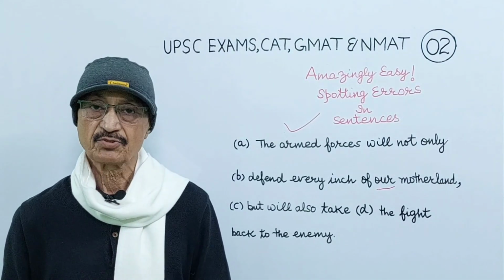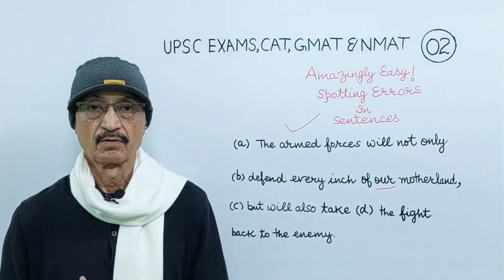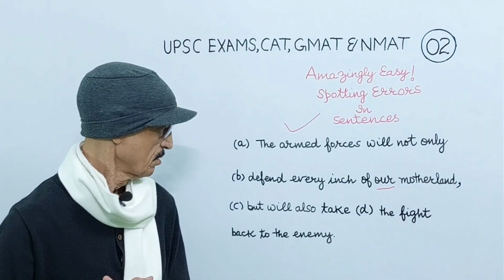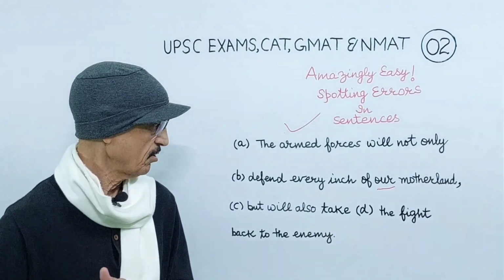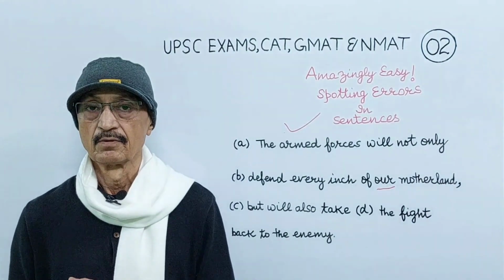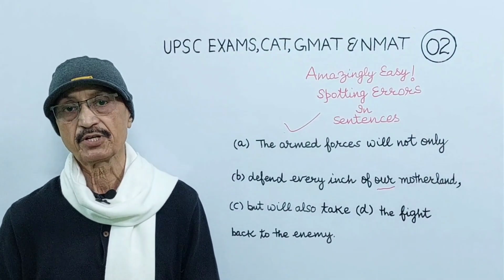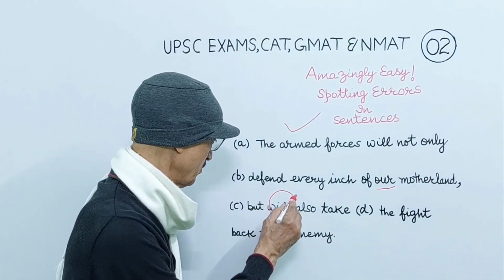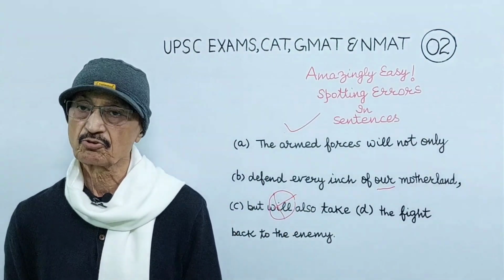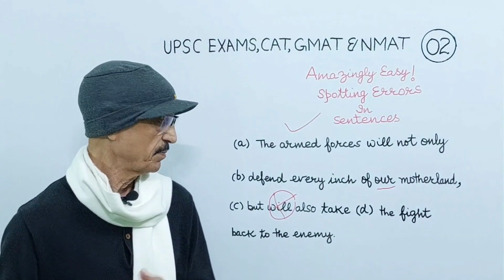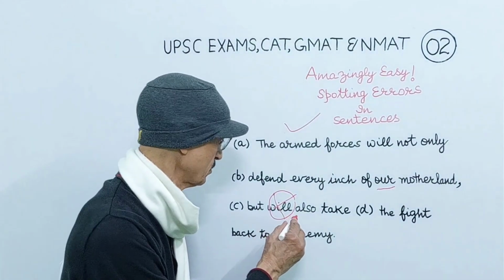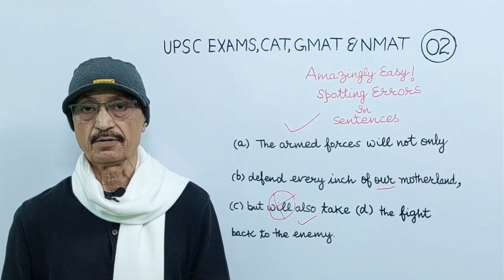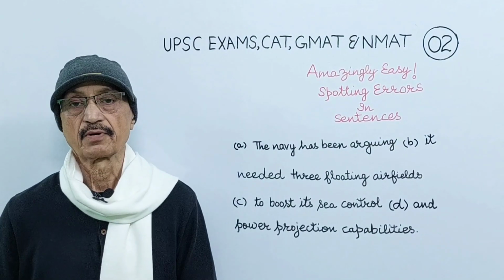There is a serious mistake somewhere else. You have to find out that mistake. Take part C, but will also take. There is a mistake in part C. We should not take will again. This will should not come, but also take the fight back to the enemy. D part is correct. So, there is a mistake in part C. There is another sentence.